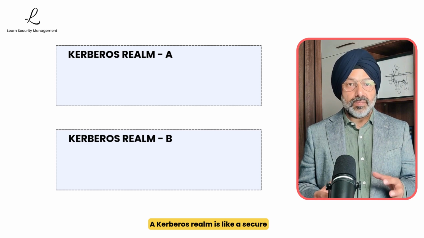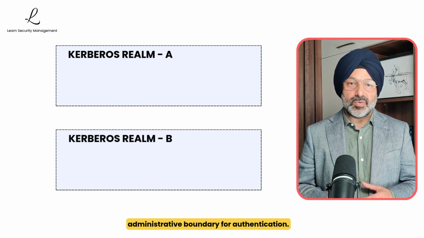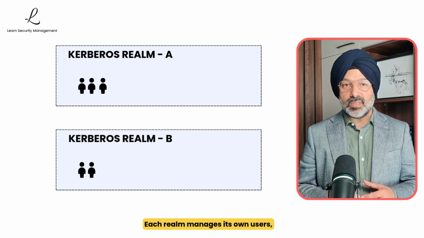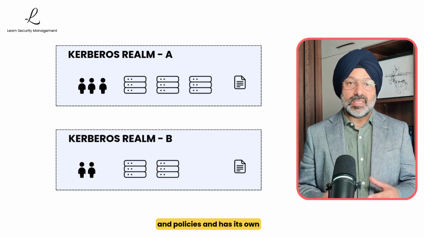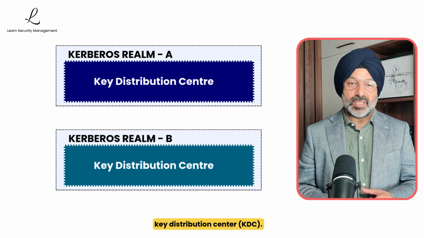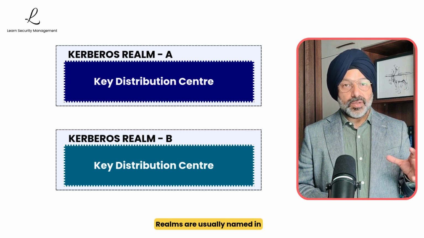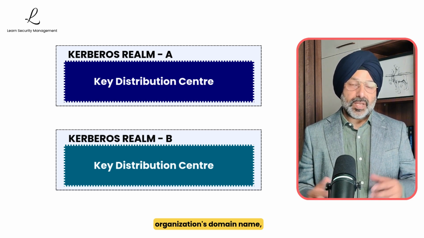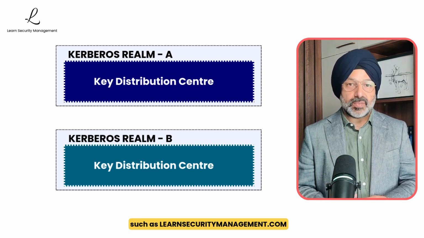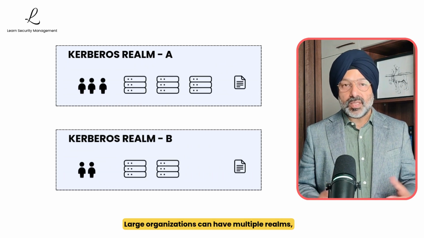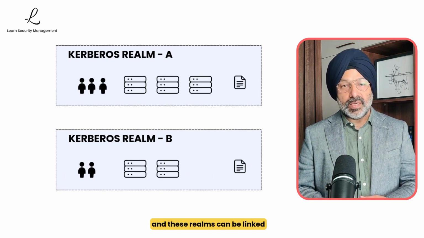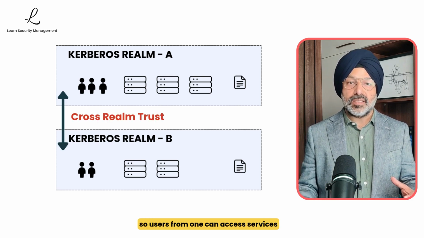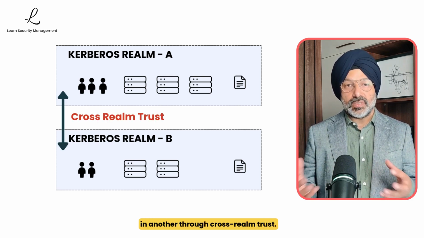A Kerberos realm is like a secure administrative boundary for authentication. Each realm manages its own users, services, and policies and has its own key distribution center, KDC. Realms are usually named in uppercase and often match an organization's domain name, such as learnsecuritymanagement.com. Large organizations can have multiple realms, and these realms can be linked so users from one can access services in another through cross realm trust.